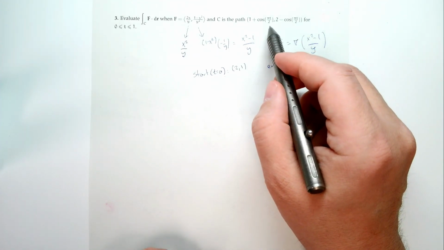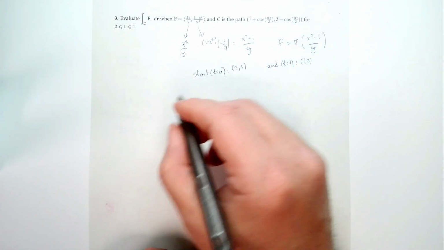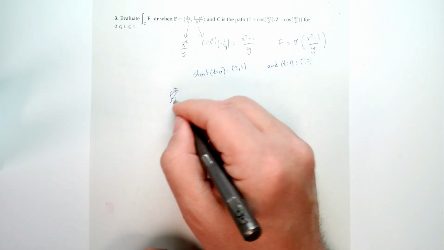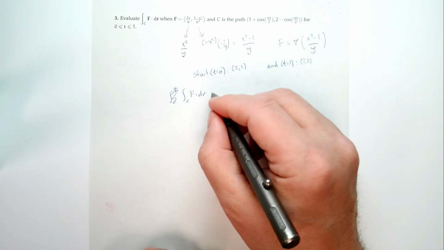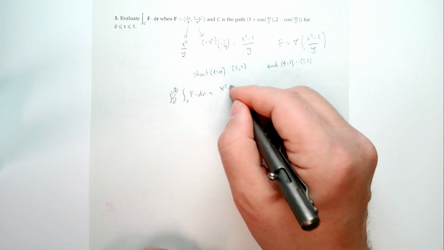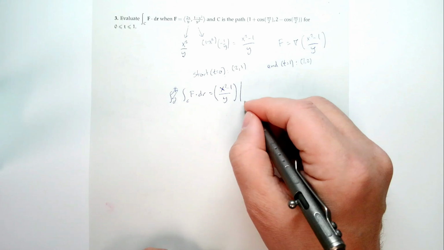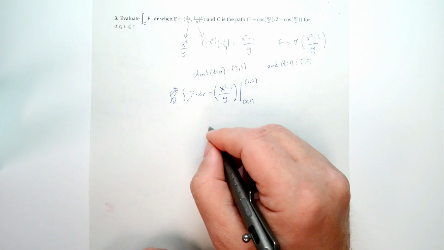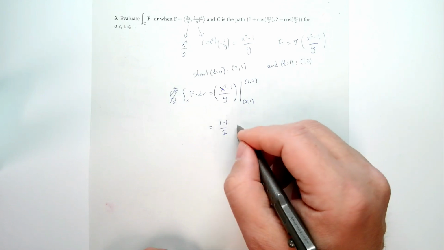Cosine pi halves is 0, so we're going to get 1, 2. So we have that the integral along the curve of f dot dr is equal to, we take our potential function, x squared minus 1 over y, and we go from our start point, 2, 1, to our end point, 1, 2.